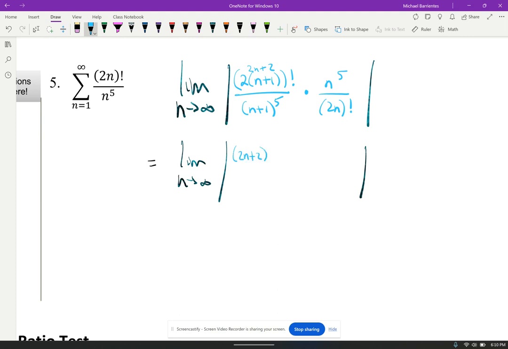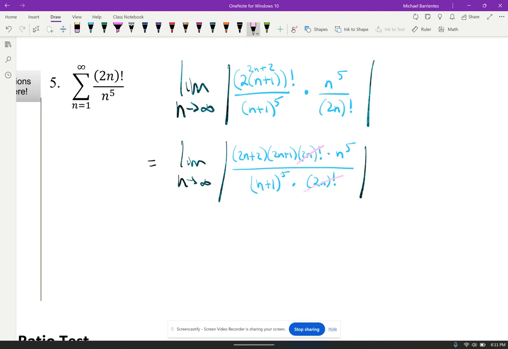But 2n plus 2 factorial is 2n plus 2 times 2n plus 1 times 2n plus 0, which is just 2n, times 2n minus 1 times 2n minus 2 times 2n minus 3, all the way down to 1. So from here on out, I can say this goes to a factorial times n to the fifth in the numerator. All of this divided by n plus 1, not n plus 5, n plus 1 to the fifth times 2n factorial. Well, what do we notice that we can reduce? Hey, look, the factorial here and here is gone.